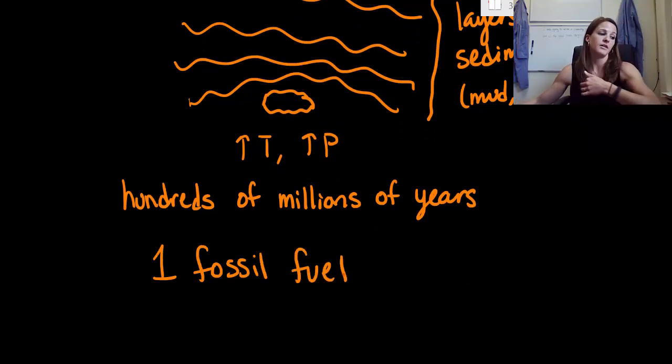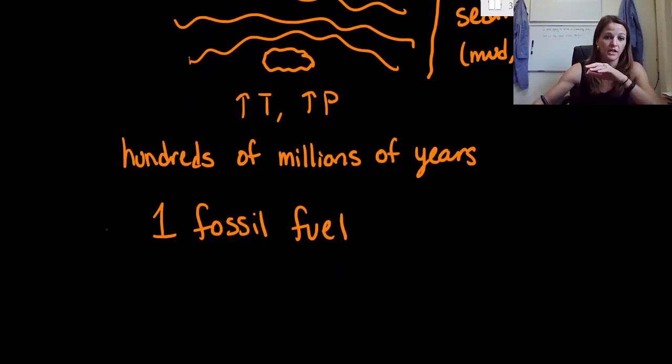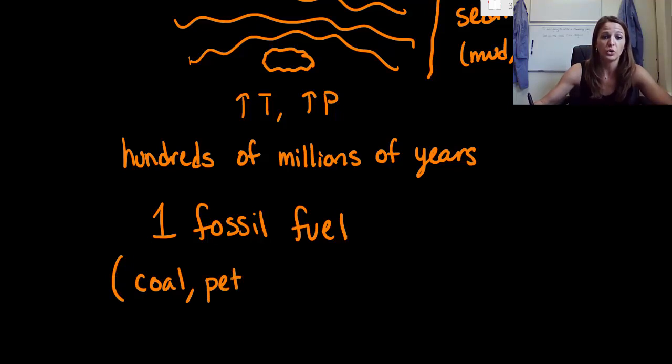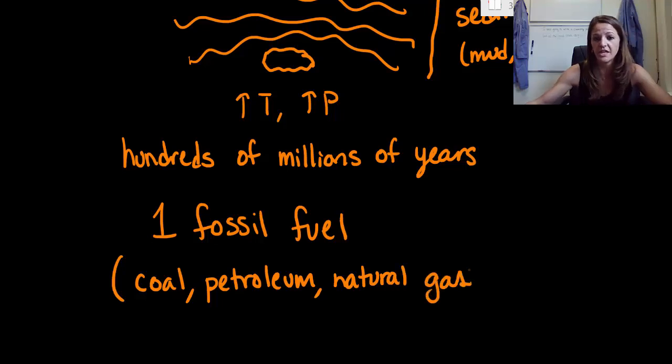Now when we talk about these fossil fuels, there are three different sections of fossil fuels. We typically talk about coal, we talk about petroleum, and we talk about natural gas. So three different stages, or maybe even using the word phases.